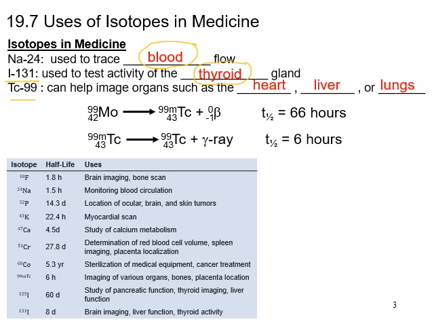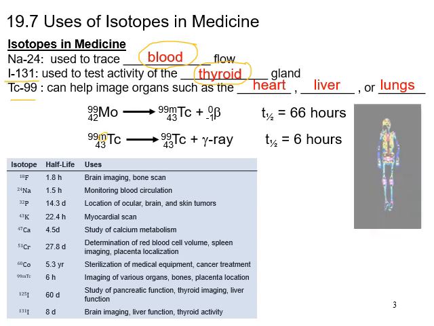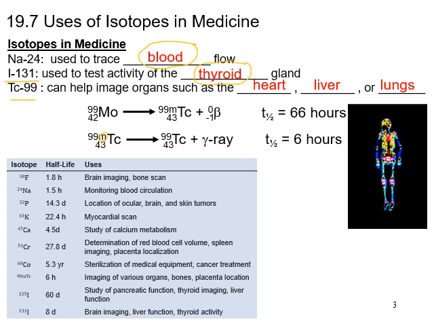See technetium-99m here. M means metastable. And it can give you images like this, which show you where that element concentrated itself. So here are some different isotopes. This is a table out of your book that shows the different isotopes and how they're used in medicine. So it makes sense that things like potassium are used in myocardial, that's your heart, correct? Because your heart needs potassium to function.